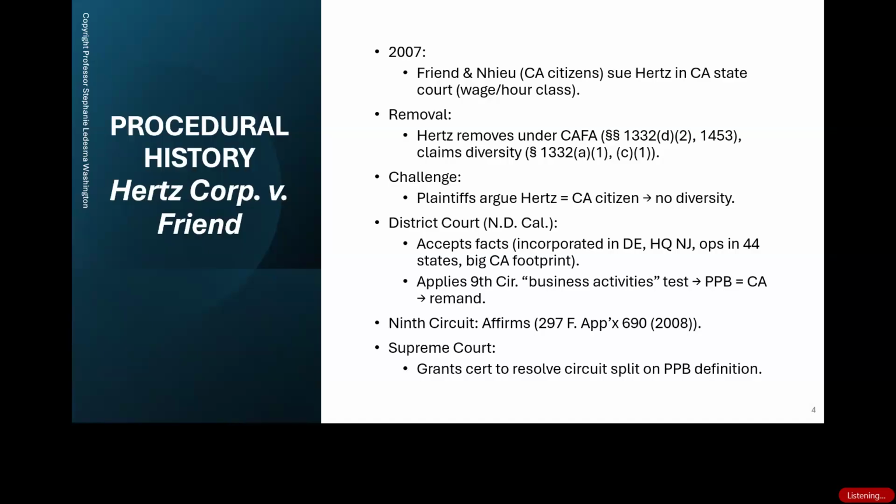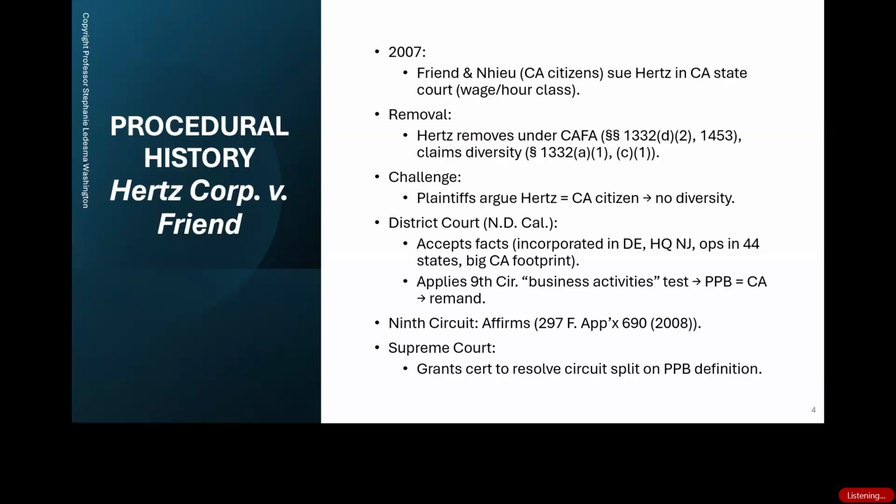Hertz's evidence was persuasive enough for the trial court to believe. But the trial court, this is the federal trial court, took that evidence and used it to establish that the principal place of business for Hertz was, in fact, California. Well, of course, Hertz appeals, goes up to the Ninth Circuit. The Ninth Circuit applies the business activities test.